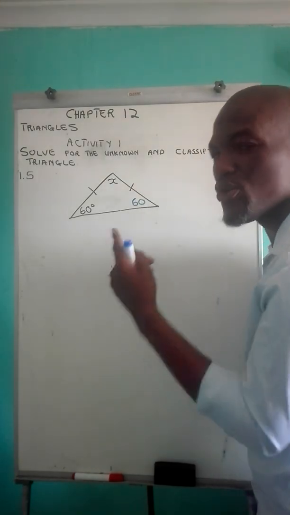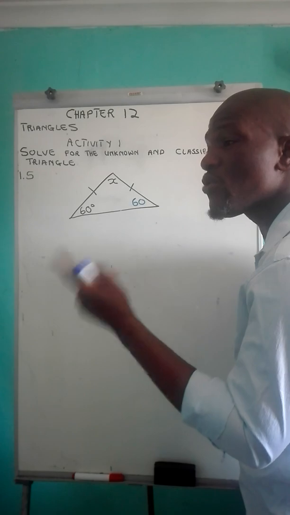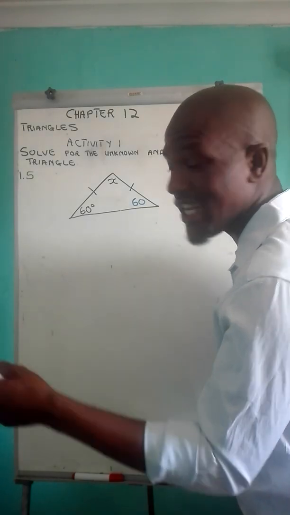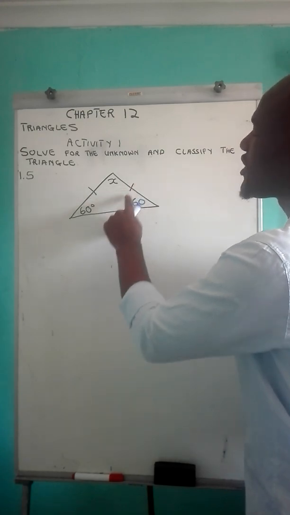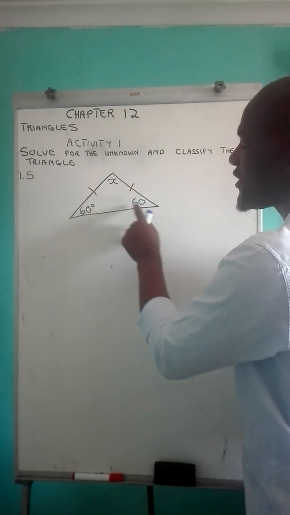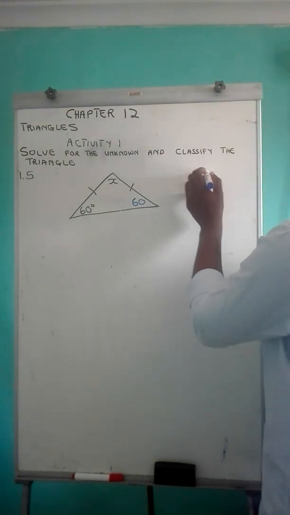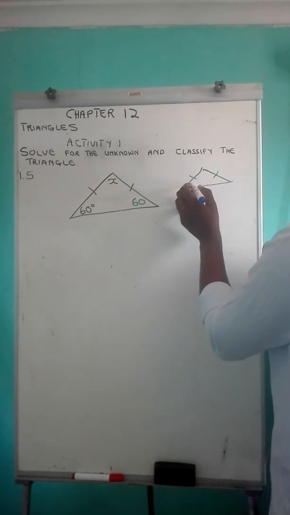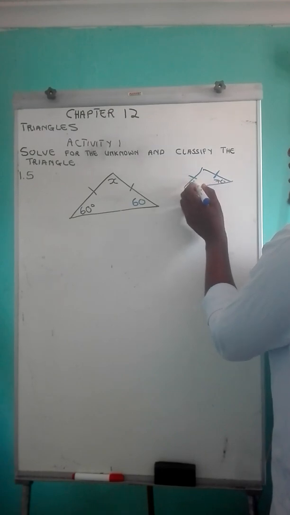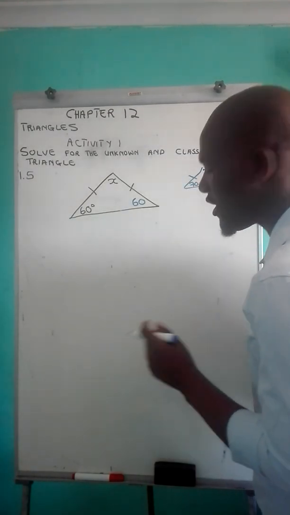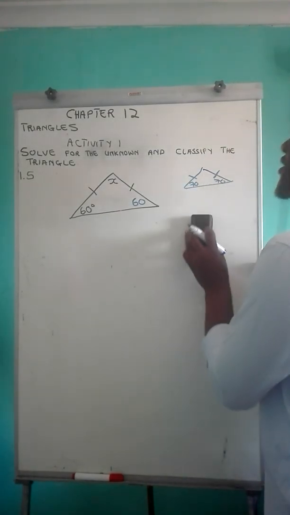So I will use the notion of isosceles triangle. Why do I use the notion of isosceles triangle? Because I have two sides that are equal. So if two sides are equal, that means the base angles must be equal. It doesn't matter whether I have, for example, 70 here, this is also 70. If these two lines are equal, that means these two angles are equal. Base angles of an isosceles triangle.